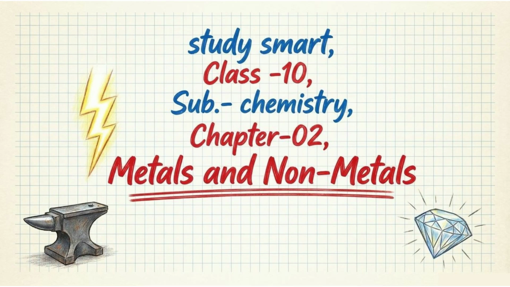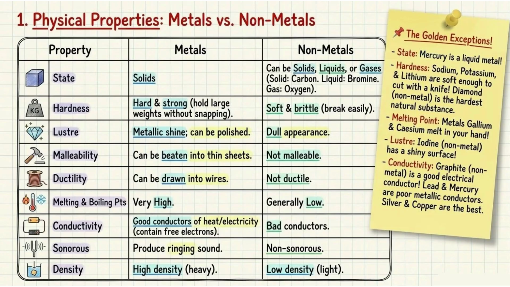Today in this video, we will learn Class 10th Chemistry, Chapter 2, Metals and Nonmetals. Exactly. But before we really get into the definitions, I want you to imagine a metal that's so incredibly soft, you could actually slice it in half with a plastic butter knife. Yeah, like cutting through butter. Right. But if you were to drop that exact same slice of metal into a regular glass of water, it would violently explode. Which is crazy to think about.